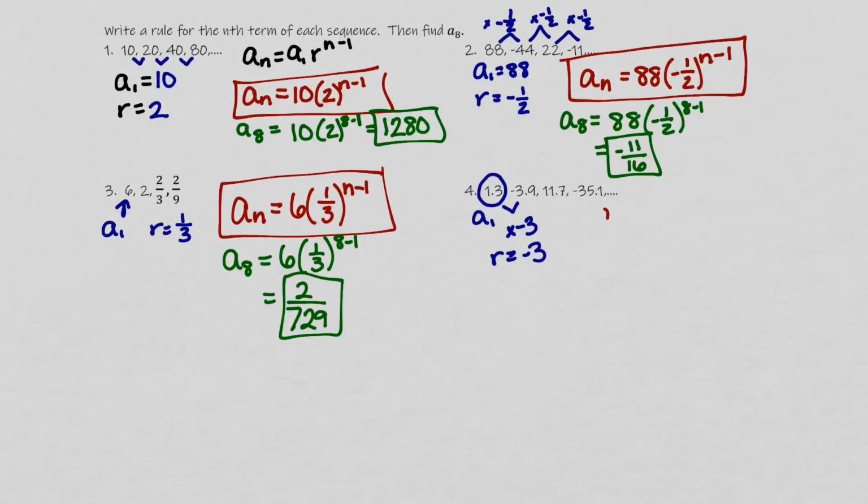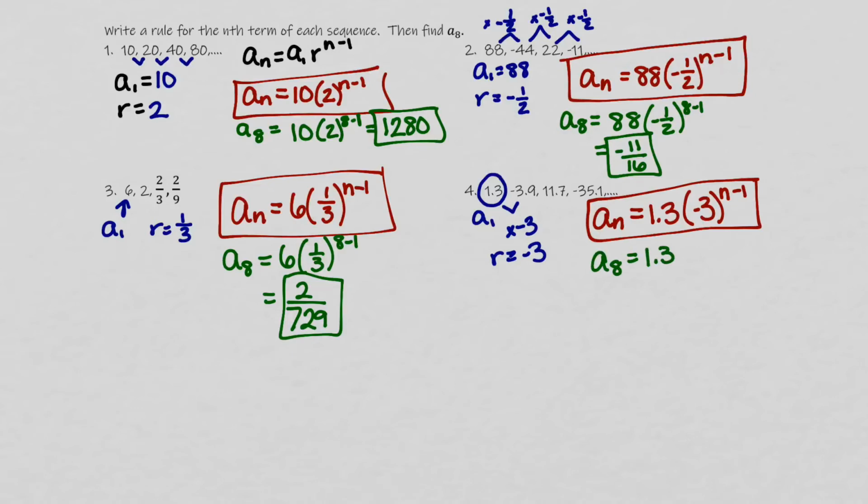So I'm going to plug that into my general rule. So I have a_1, which is 1.3 times R to the n minus 1. There's my rule. And now I'm going to find the 8th term. 1.3 times negative 3 to the 8 minus 1 power. So that's negative 3 to the 7th power times 1.3 is a negative 2,843.1. And those are the notes for part 1 of 8.3.